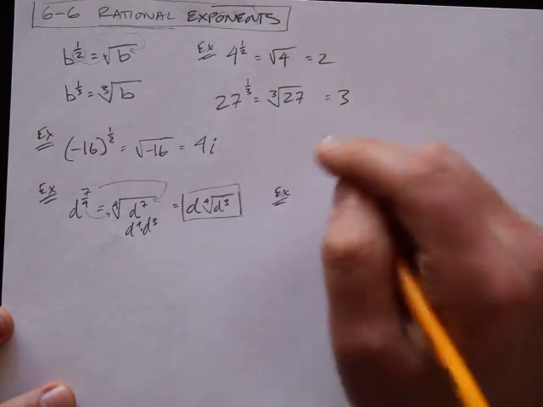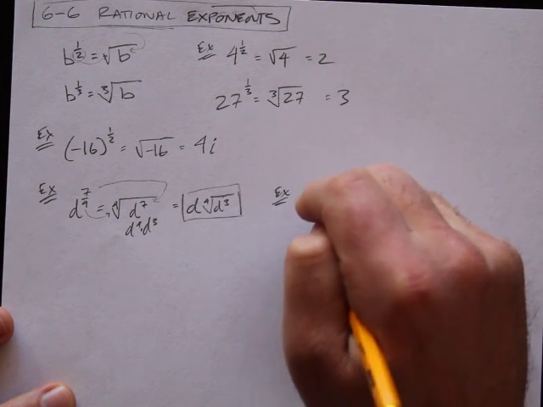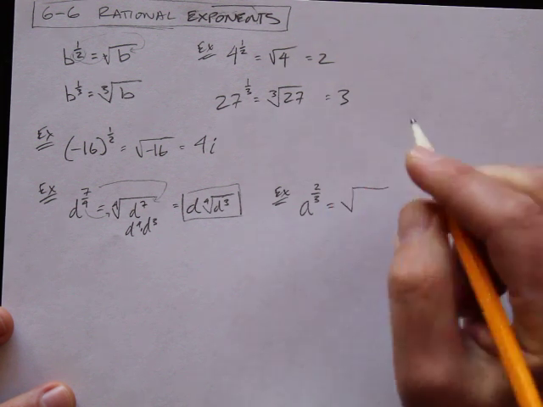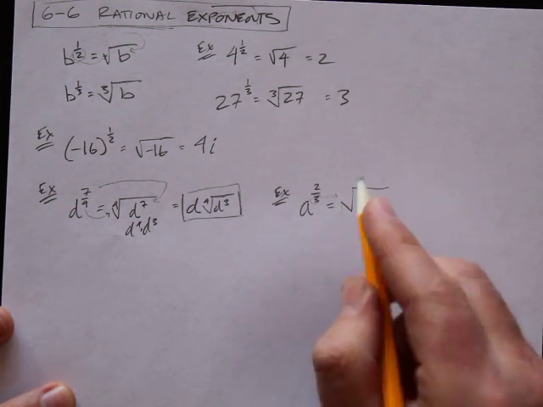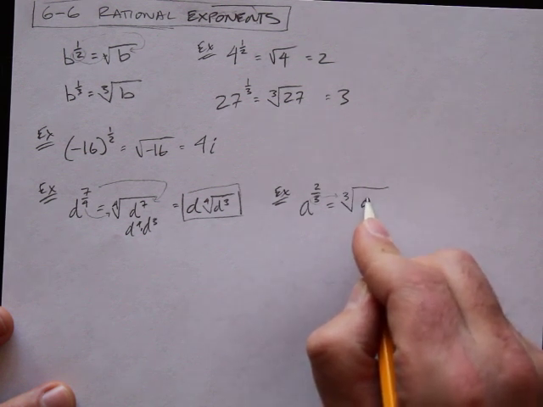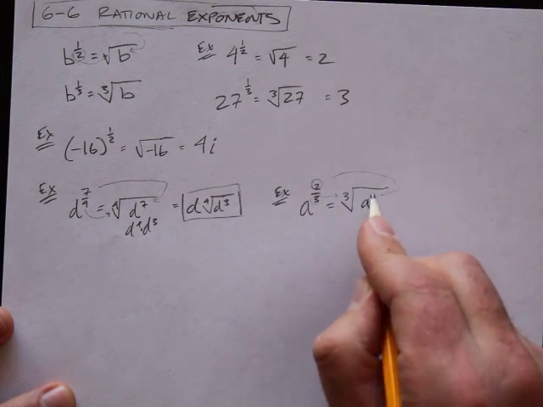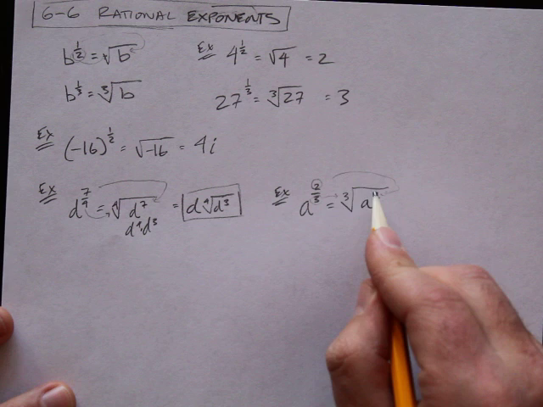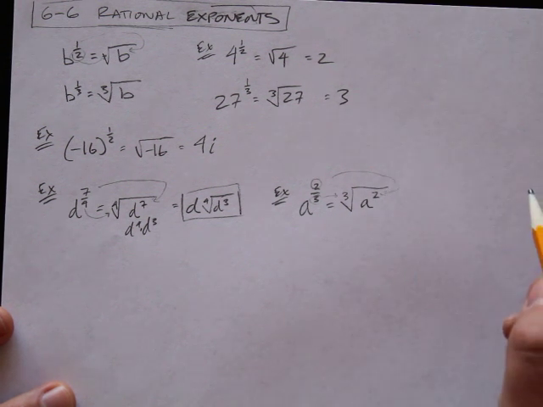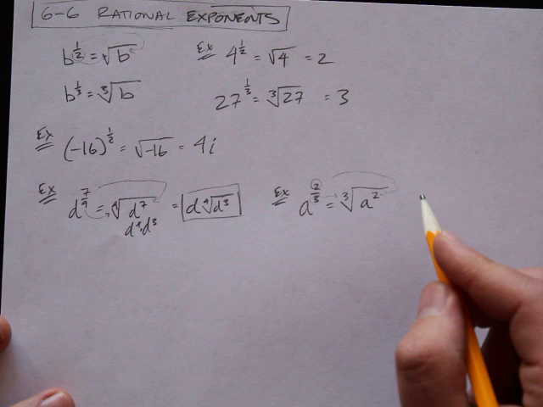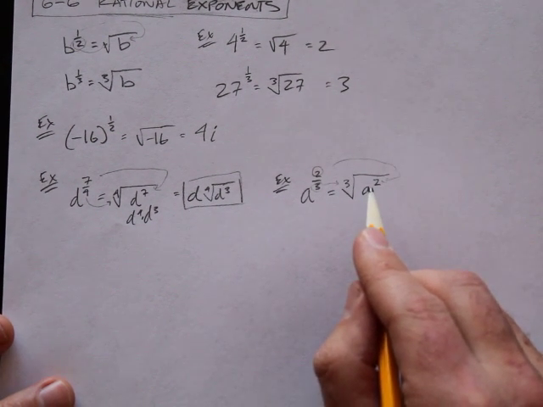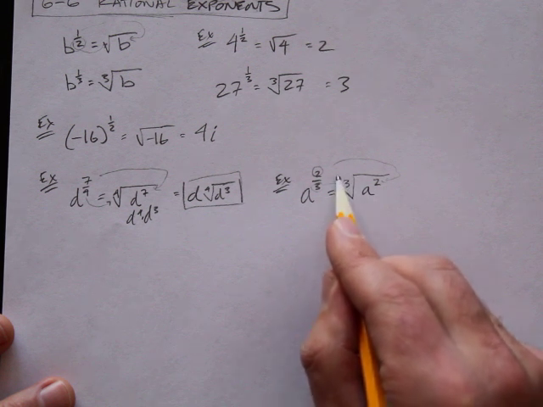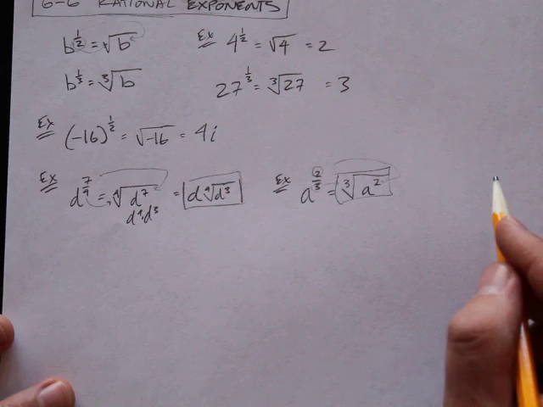Another example. a to the power of 2/3. So the denominator is the index number. The numerator is the power inside the radical there. Now, this power can be outside as well, but this is the way we're going to do it for right now. a squared, I can't do anything with it to the 3rd power, so this is the answer right there. There's nothing I can do to it.